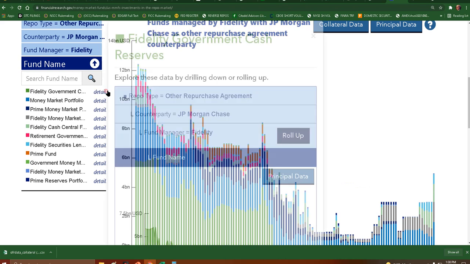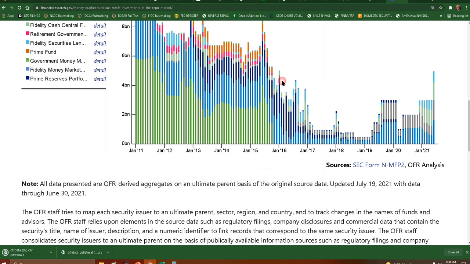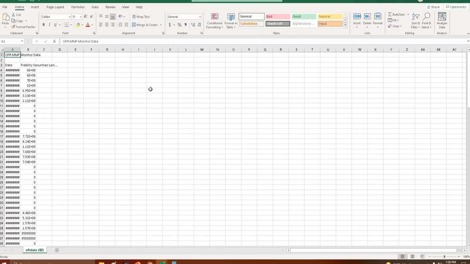Fidelity's government cash reserves is their number one exposed counterparty, followed by money market portfolio, followed by prime money market portfolio, followed by Fidelity money market. All of these are involved. And then you even have a Fidelity Securities lending cash central fund, which if you look at the principal data for this and you drill down to it in Excel, I'll link this below, by the way, fantastic website.